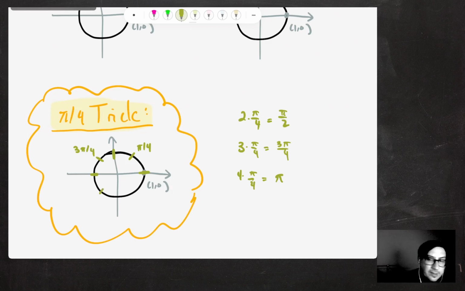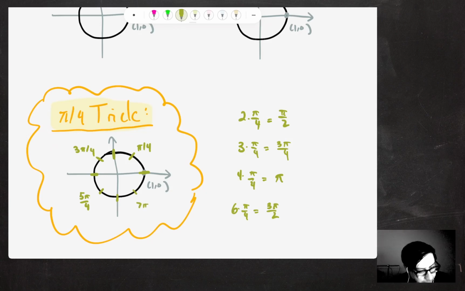The next one, and I'm not even going to do the algebra, but check it out. We can just count the whiskers. I call these whiskers, by the way. 1, 2, 3, 4, 5 pi over 4. 6 pi over 4. Check this out. Notice 6 pi over 4 simplifies to 3 pi over 2, which we knew it was 3 pi over 2 from previously. And then the last one will be 7 pi over 4.